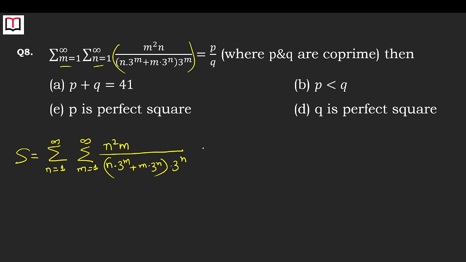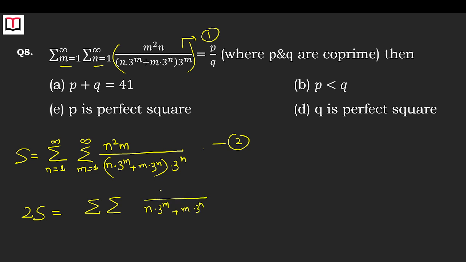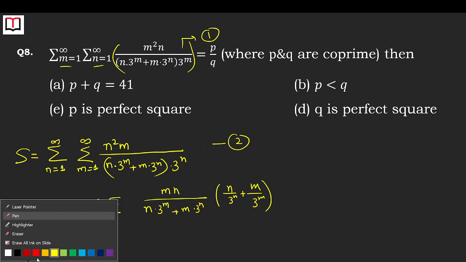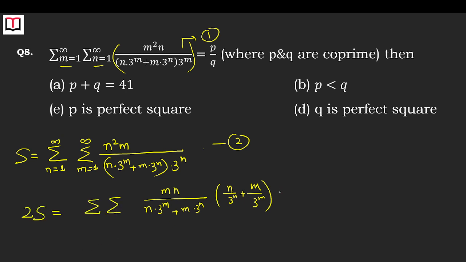Now I will add the given and the obtained new one by interchanging m and n, so you get 2s. Now see, the double summation is the same in both of them. I take mn common. You get n by 3 raised power m plus m by 3 raised power n. Now divide it by mn here, bachcho. What do we get?